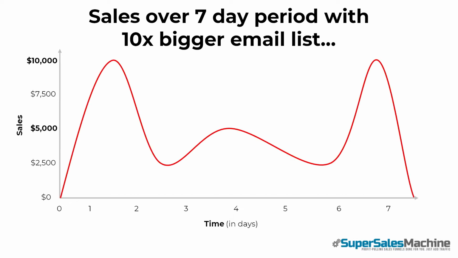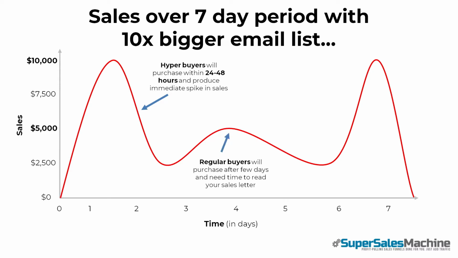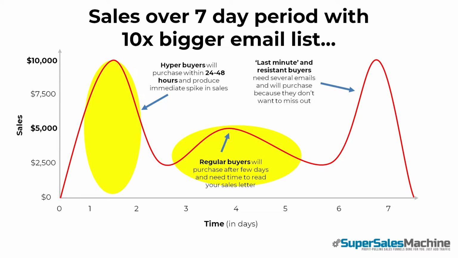The curvature of the graph will still be the same, and you'll get hyperbuyers in your first 24 to 48 hours, ongoing sales from your regulars, and last-minute sales towards the end. And your profit zones will still be the same, so it's definitely something worth thinking about.